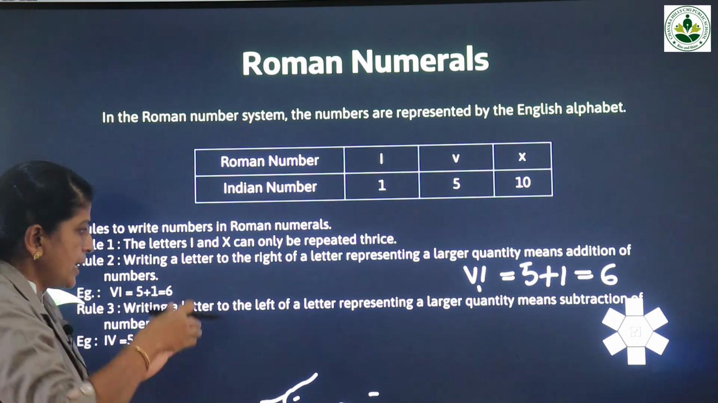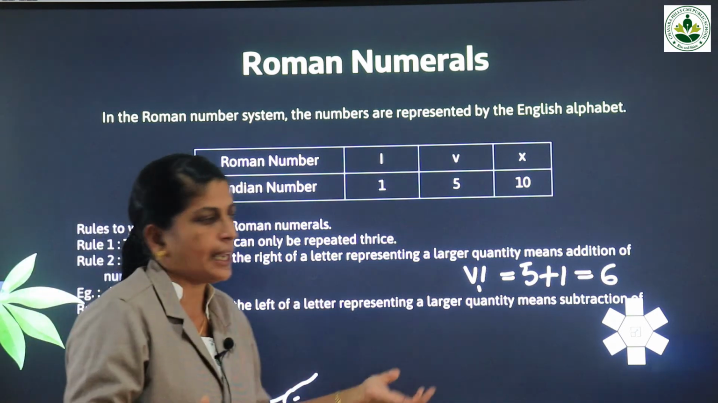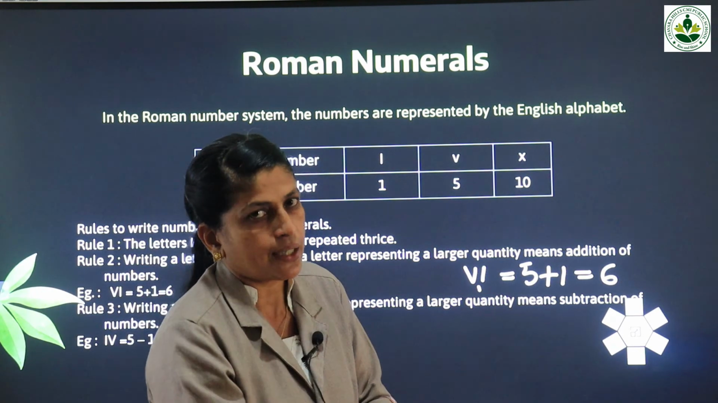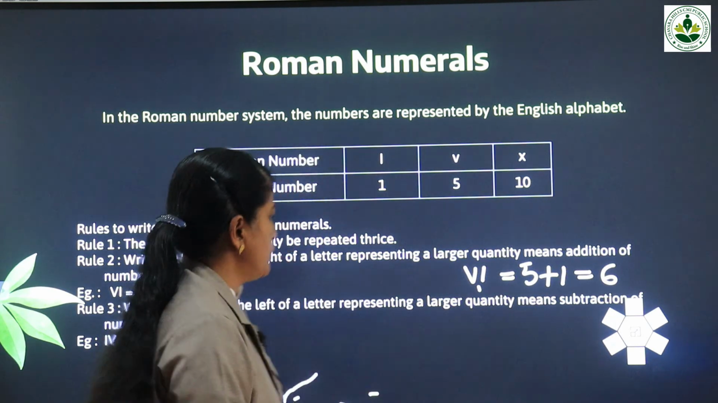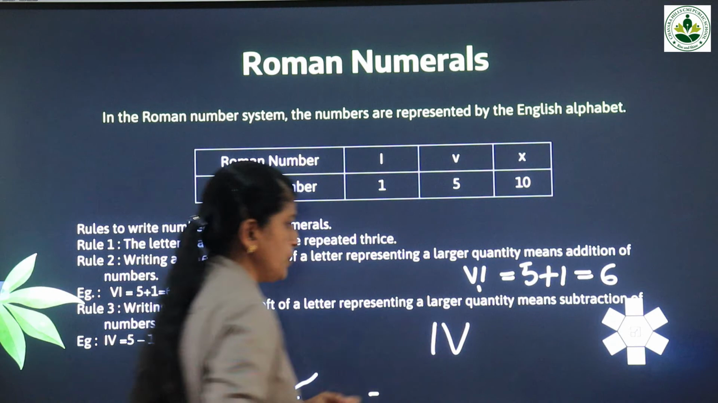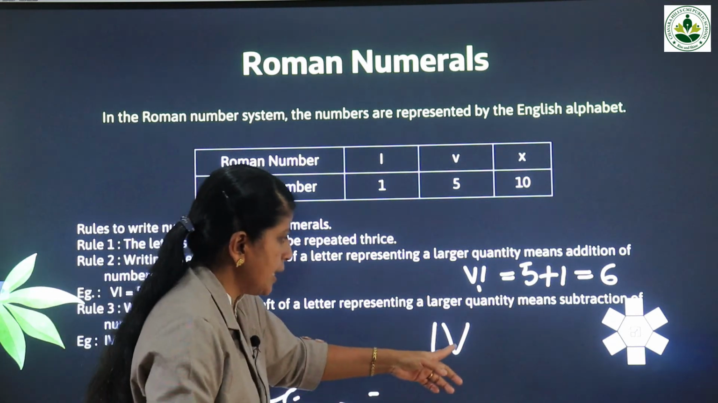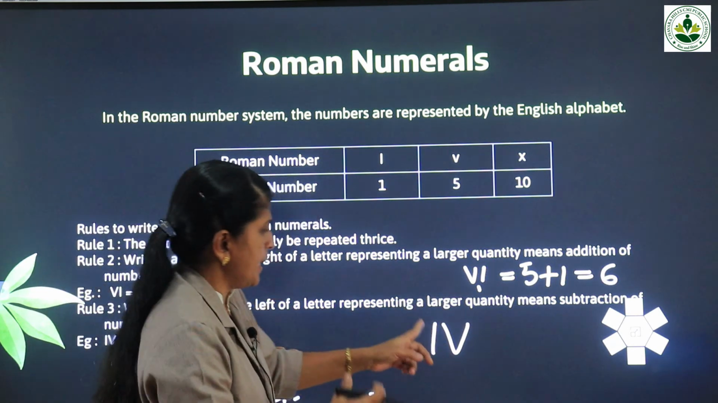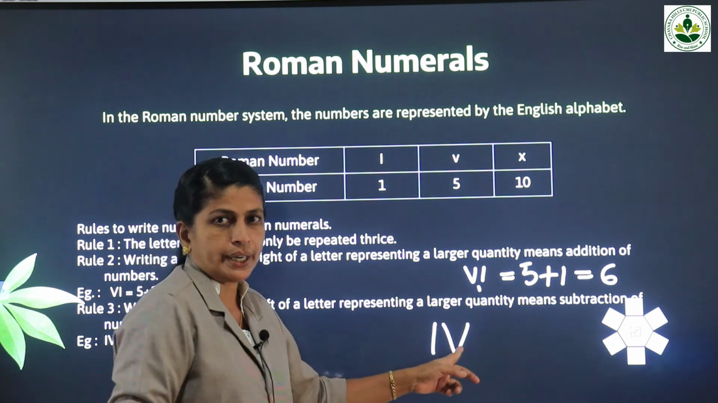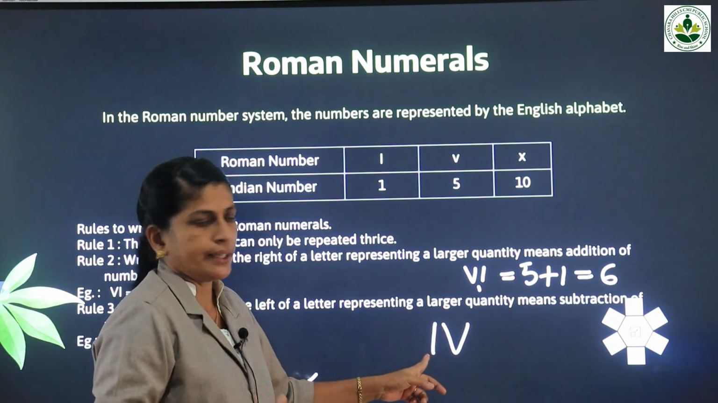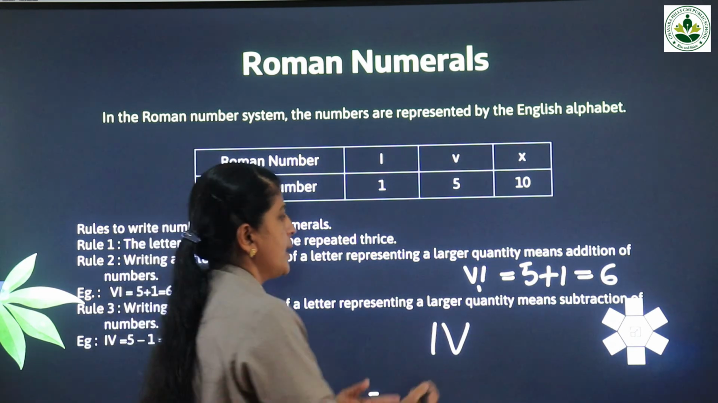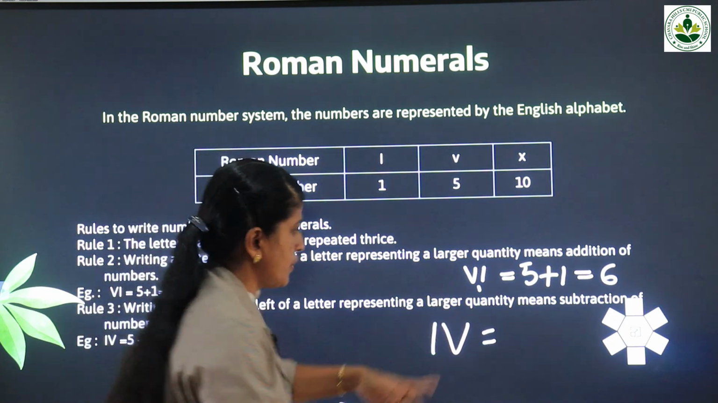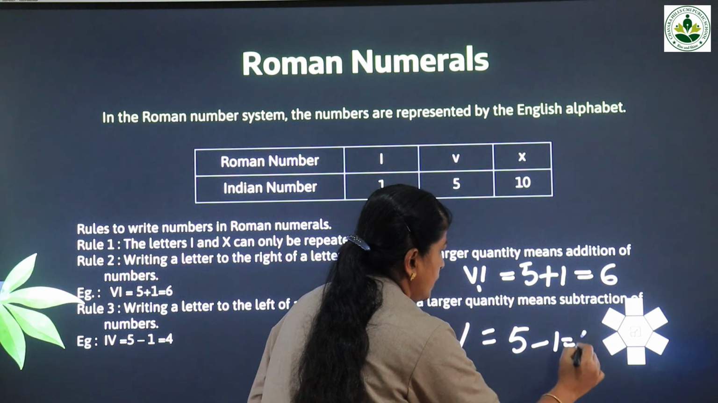If you write a letter to the left of a letter representing a larger quantity, that means if we write a small quantity letter first and a larger quantity letter next, then we have to subtract. For example, this I and V. You all know this, you are in 4th standard, and we sometimes use this number, isn't it? This is 4. The small quantity letter comes before the large quantity letter: I is a small quantity and V is a larger quantity. In such cases, we subtract. We can subtract small numbers only from a big number. The big number is 5, therefore 5 minus 1. That's why we got 4.